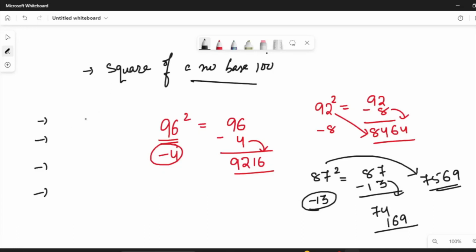Now let's try to find out the square of certain numbers from your side. Okay. So try to find out 116 square, 84 square, okay, 121 square, and 88 square. Okay, so find the square of these numbers from your end and write it in the comment section.